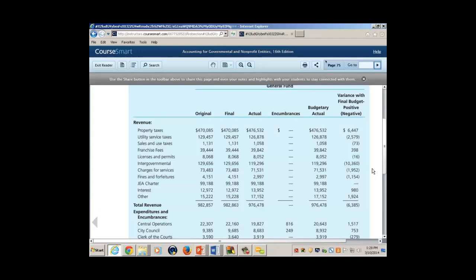And this is what people do. If you're the CFO, you'd look at this statement every 3 months and you say, how am I doing here? So in this case, how did they do with property taxes, good or bad? They did well, right? Because their actual was more than their final number, right? Go down to the expenditures now. How did they do with central operations, if you can read that? They did well too, right? They spent less than what they should have spent, right?